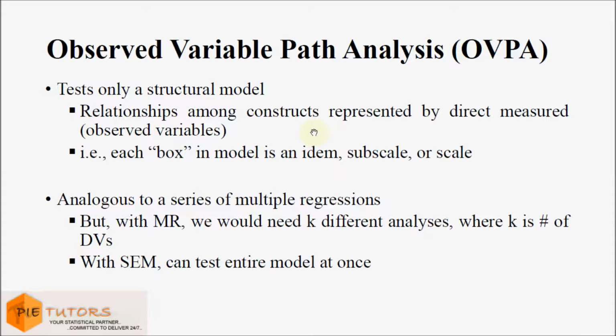So the second variant of structural models is the observed variable path analysis. Once we test the measurement model and confirm that the model fits the data well, we proceed to run the SEM analysis. As mentioned earlier, we have two types of path analysis: the observed variable path analysis and the latent variable path analysis. Observed variable path analysis tests a structural model and looks at the relations between constructs, and in this case the constructs are represented by observed variables. This is analogous to a series of multiple regressions.